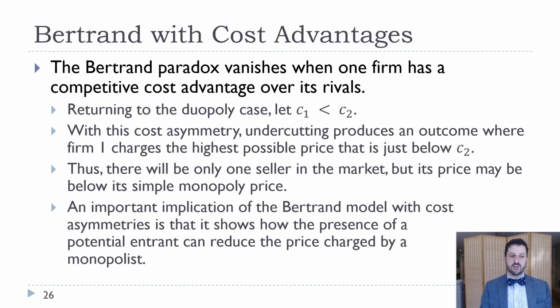And so one of the important things of that example is that it shows how the presence of a potential entrant can reduce the price charged by a monopolist, right? So if I'm a monopolist, if I'm the only one in the market, and I could charge $10, even though my marginal cost is $4, but I know that someone else could enter the market with a marginal cost of $5, then I'll keep my price at $4.99 to keep out that potential entrant. And so that's a big difference compared to, say, the Cournot model or just the straight monopoly model.